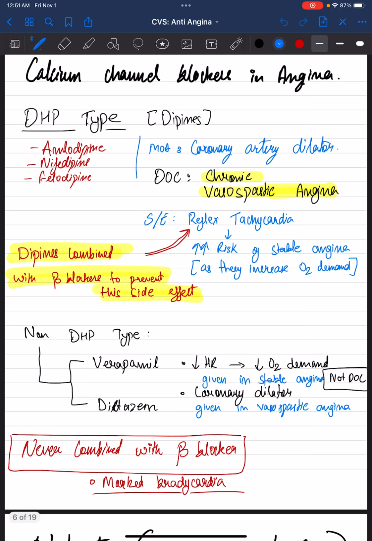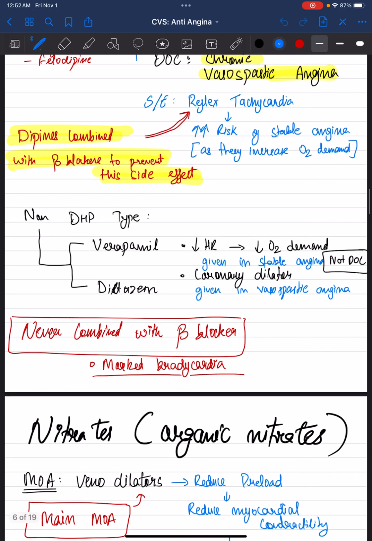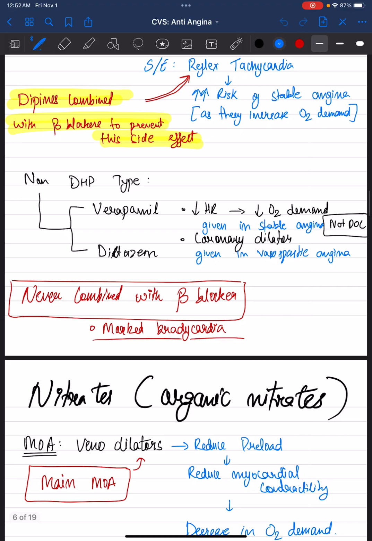And non-DHP type of calcium channel blockers like verapamil and diltiazem also reduce the heart rate and reduce the oxygen demand, and they can be given in stable angina, but they are not the drug of choice. They are also coronary dilators, so they can be given in vasospastic angina.